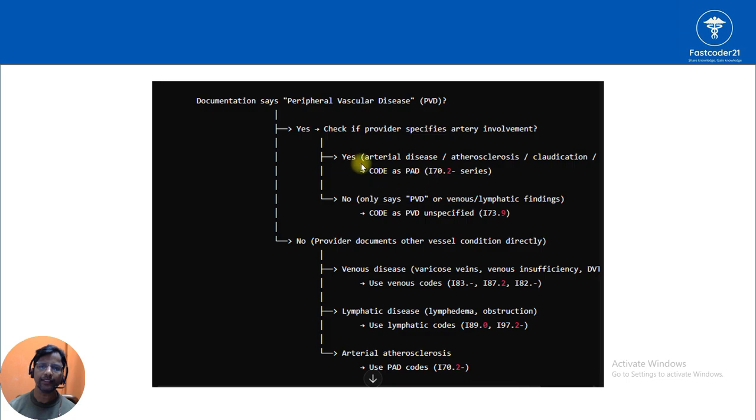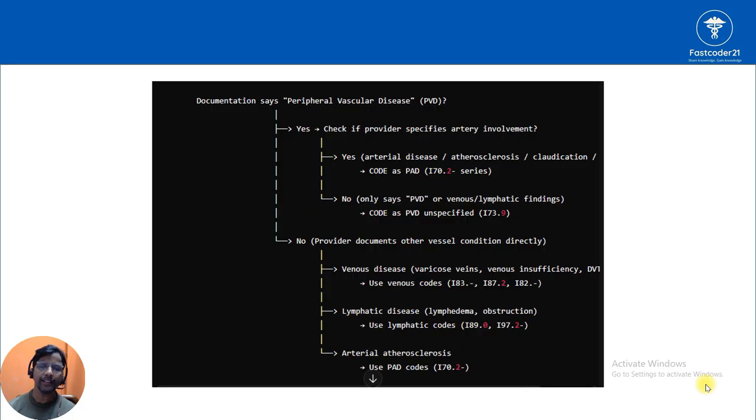See here, this is the yes. So arterial disease, atherosclerosis, claudication: code as PAD. So the documentation contains PVD related to artery, you need to code it as PAD. For example, documentation is having PVD and it does not include any type of artery. So that time we need to code it as PVD, unspecified, I73.9.